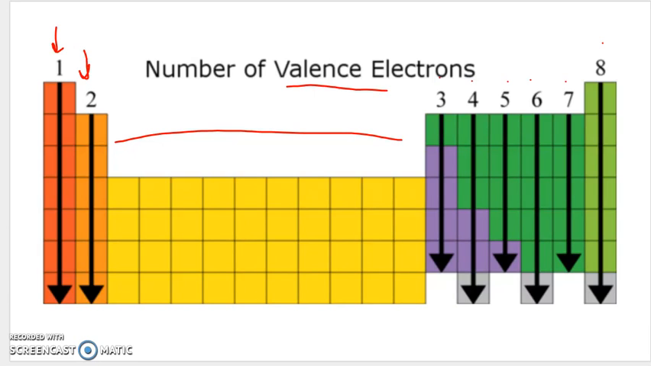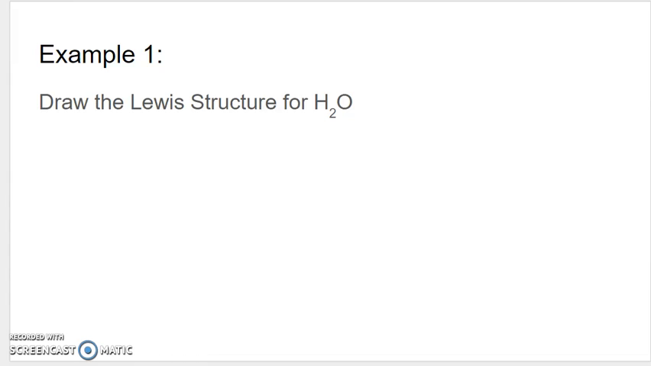So let's look at some examples. Our first example is: draw the Lewis structure for H2O, good old water. Again, first step, total number of electrons. You count up the total number. Oxygen, where it is on the periodic table, has 6. Each hydrogen has 1, but there's 2 of them, right? So it's times 2. So 1 times 2 plus 6, so you have 8 total.